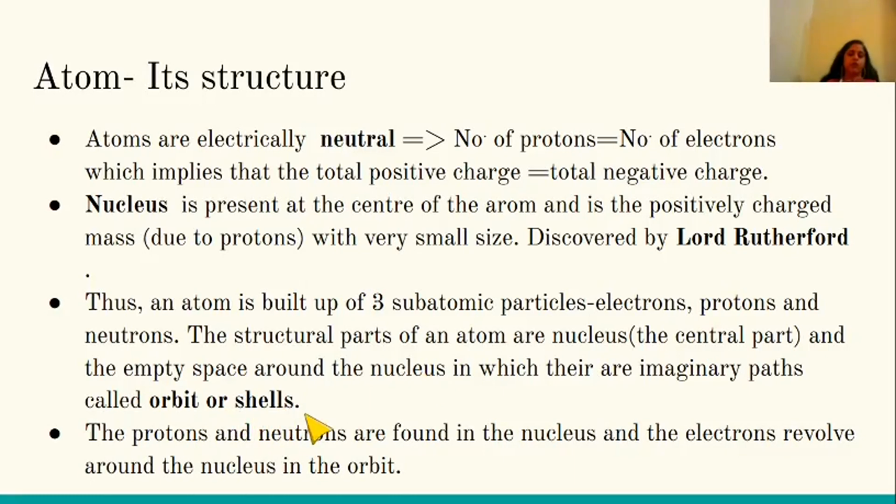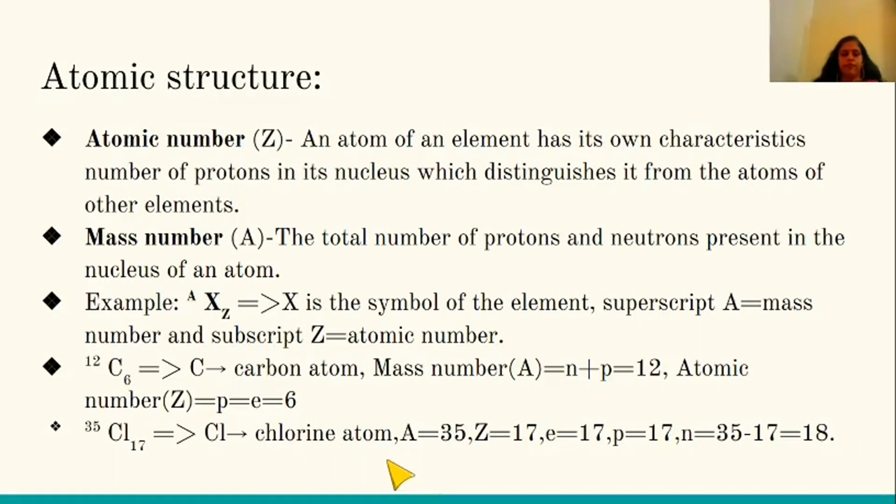Now, you all know planets revolve around the sun on what? Orbit. Do they actually have any path? No. Similarly, electrons also go around the nucleus in their own path. These are imaginary paths, but they are known as shells. There are many shells. We name them also. We know also how many electrons are where. I'll discuss it later. So, protons and neutrons are found in the nucleus and electrons revolve around the nucleus in the orbit. Next. Now, this is important.